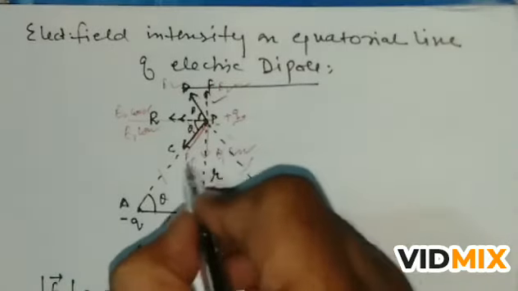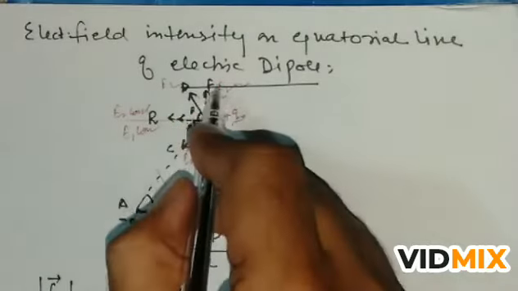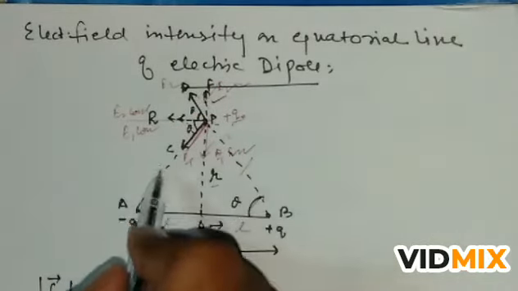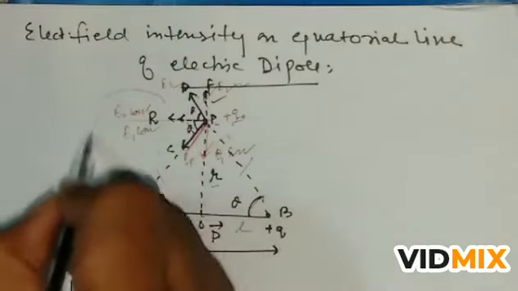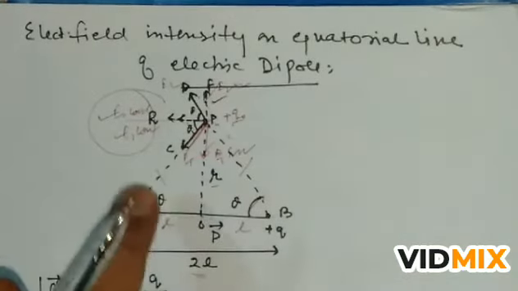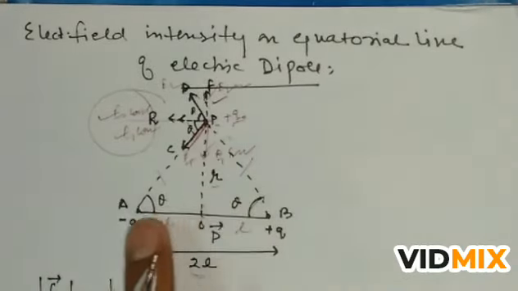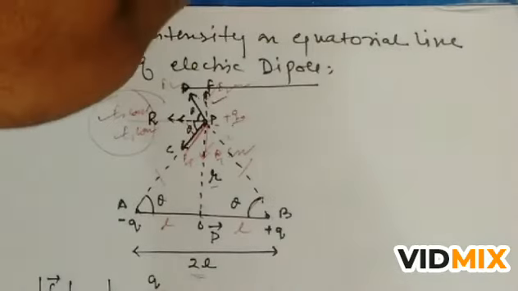So E1 sin theta and E2 sin theta are both equal in magnitude and opposite, so they cancel the effect of each other. So the resultant field due to this dipole on the equatorial plane will be this. This is the resultant field, means E1 cos theta plus E2 cos theta. This is the resultant electric field at this point P on the equatorial plane of the electric dipole. So similarly, what we had done in the axial position, here also we are doing the same thing.